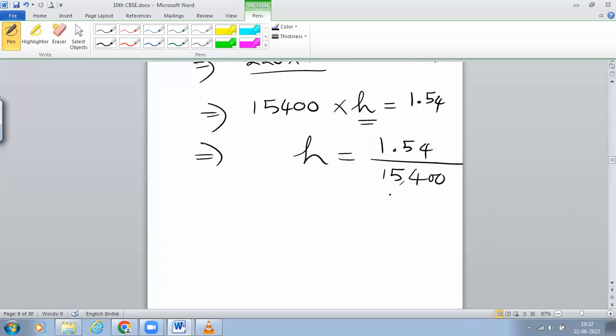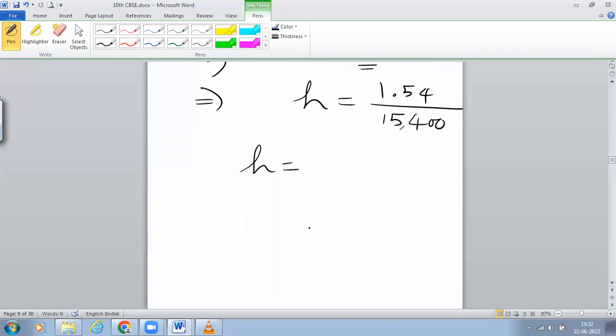Now we have to simplify this. We have to find the value of h. Therefore, h is equal to 1.54 divided by 15,400. Listen carefully, I will teach you in a different way. 1.54 divided by this 15,400 has no decimal point, right? So what I'm going to do is, I can write this, listen.